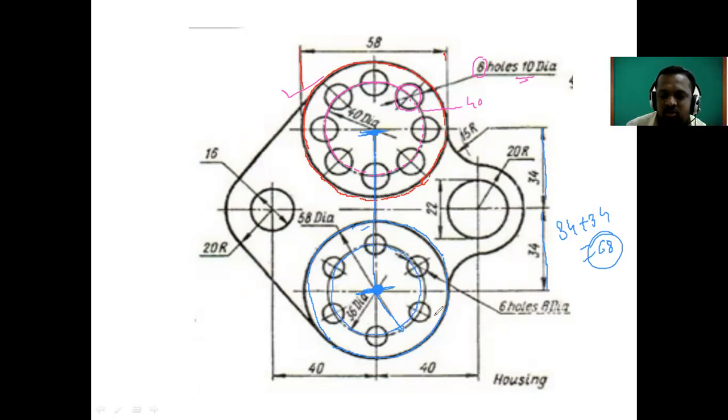Again here we require the polar array. How many circles are required? Six circles, eight diameter. Here we can easily draw this part also. We can say this is the first part, this is the second part. The two parts we can easily draw. There is no difficulty. Then next.